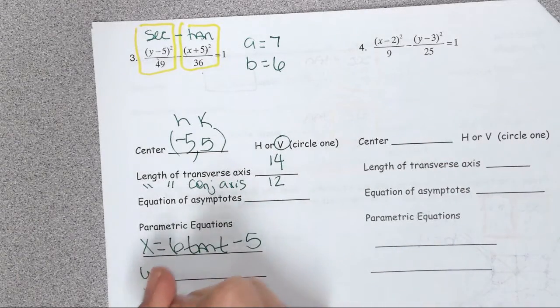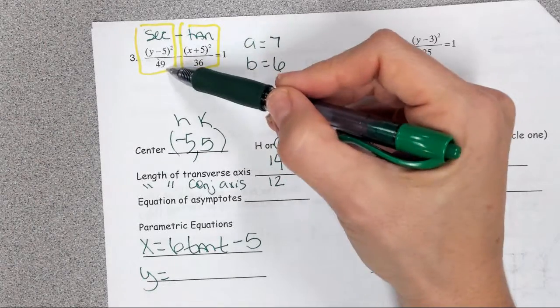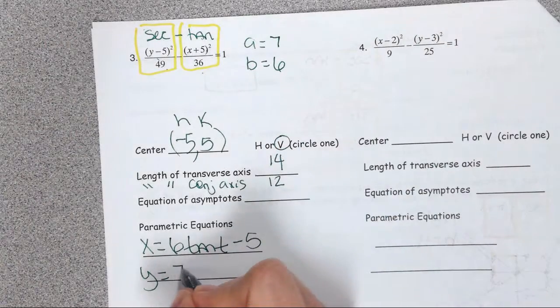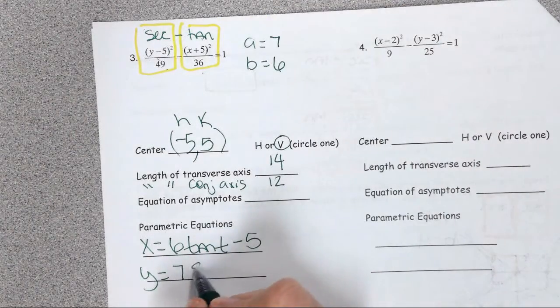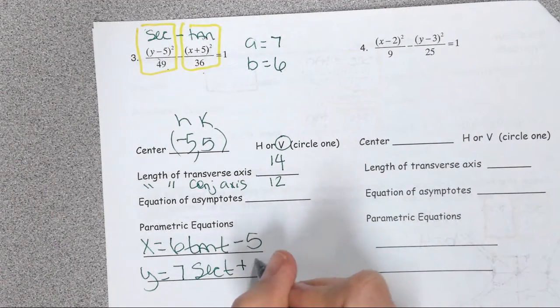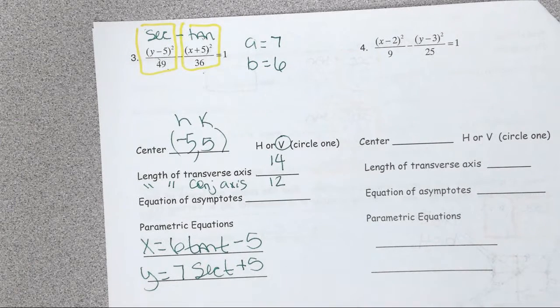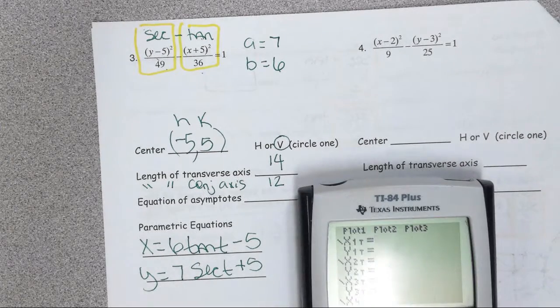Now we're going to go do our y equations. And I'm going to go look at all the y stuff. My y box is right here. What number am I going to use? 7. What word? Secant. And what's my k? Plus 5. What questions do you have so far? Alright, let's go type it in our calculator and review how to do that one time. We'll talk about the asymptotes in just a second.